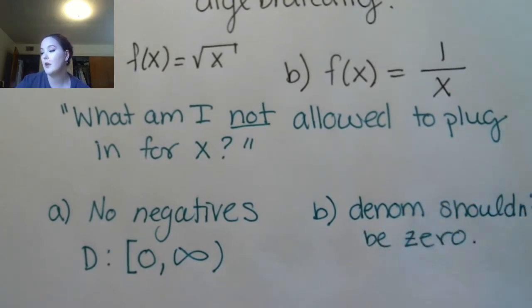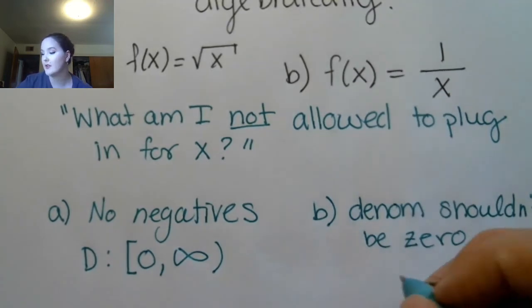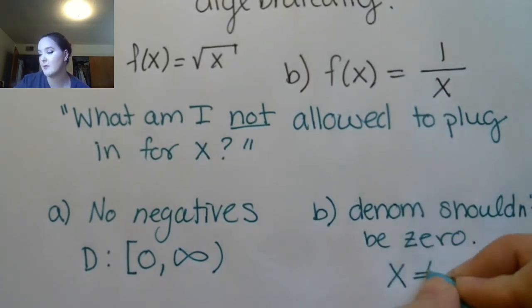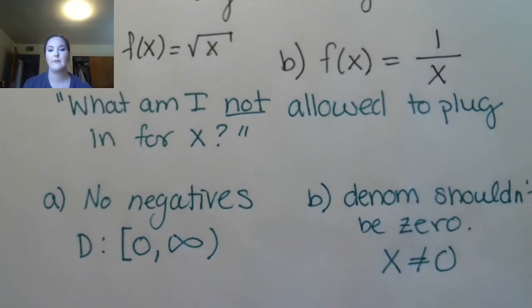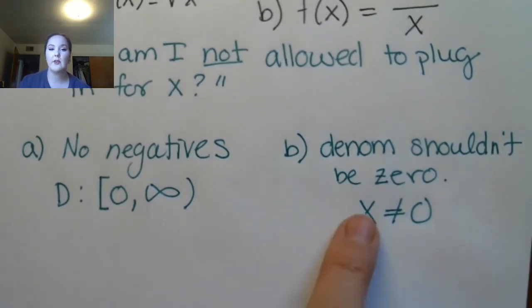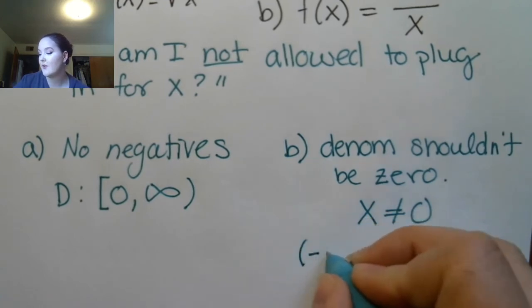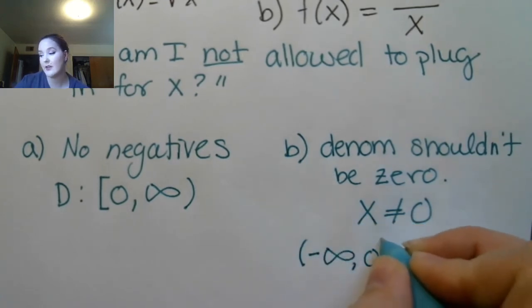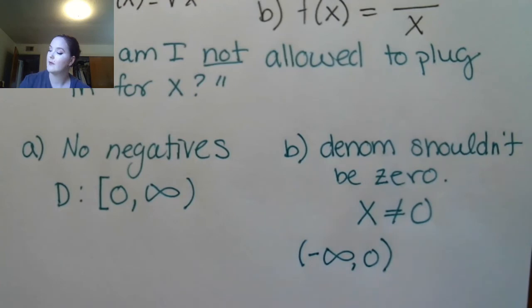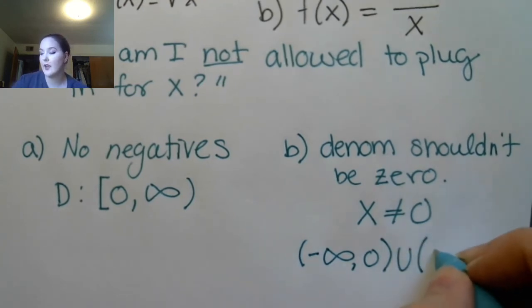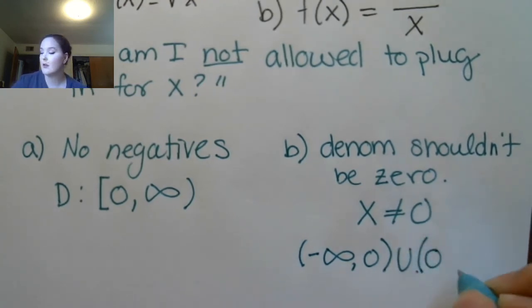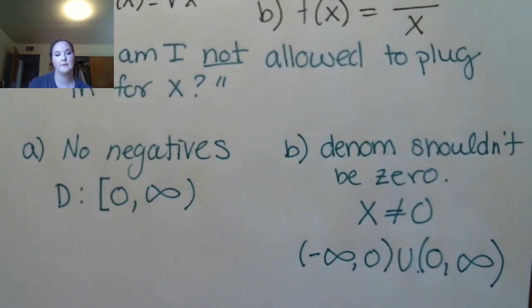Okay, meaning in this case, because the denominator is x, you don't want x to be 0. So we're going to write an interval that means everything except 0. So negative infinity up to 0 and exclude 0. Then start again at 0 and exclude it up to positive infinity.